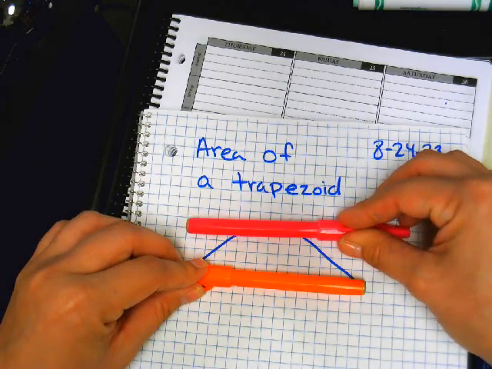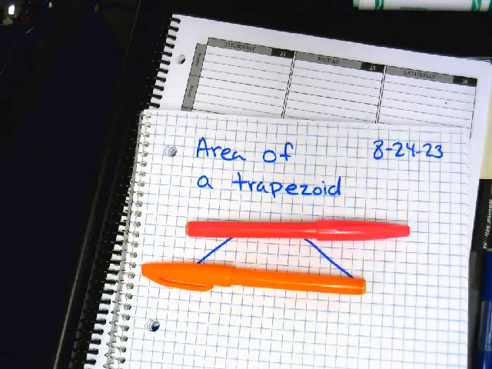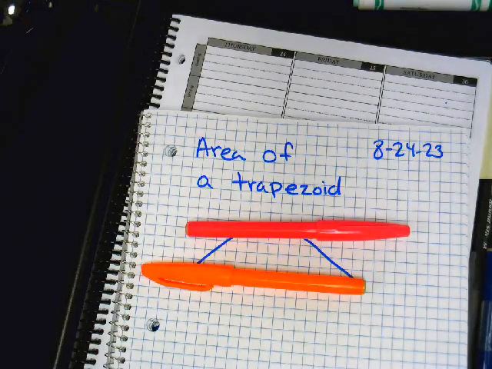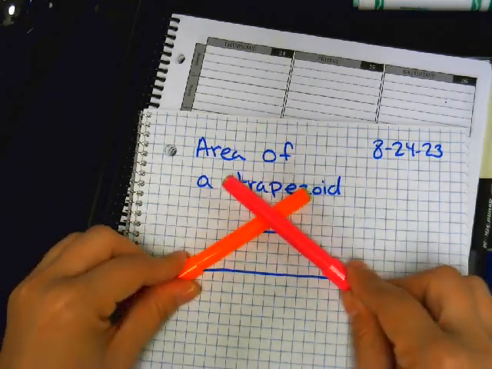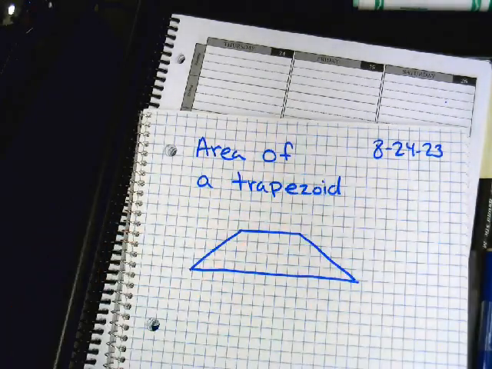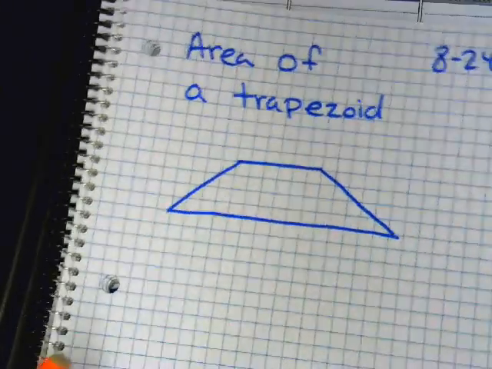Does everybody know what parallel lines are? They don't cross, right? There's two straight lines. They're like railroad tracks. Okay, so these two are parallel. These are not. They're going to cross. Okay, so pretty cool trapezoids.